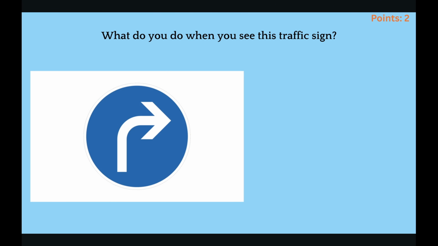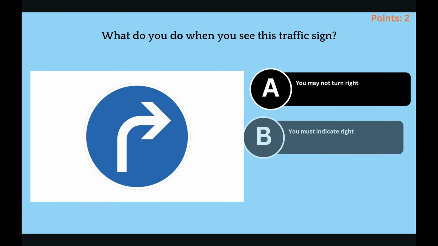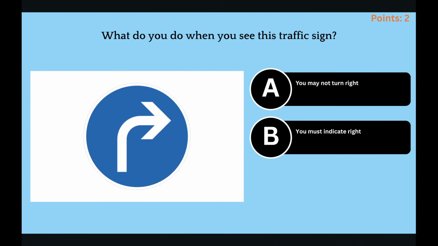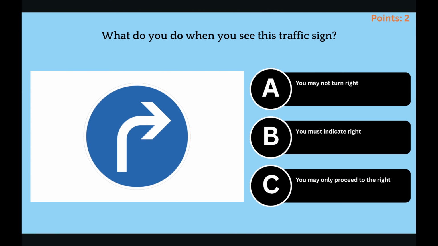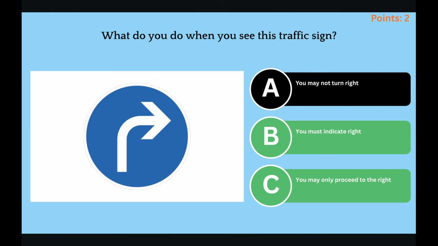What do you do when you see this traffic sign? A. You may not turn right. B. You must indicate right. C. You may only proceed to the right. B and C are the correct answers.